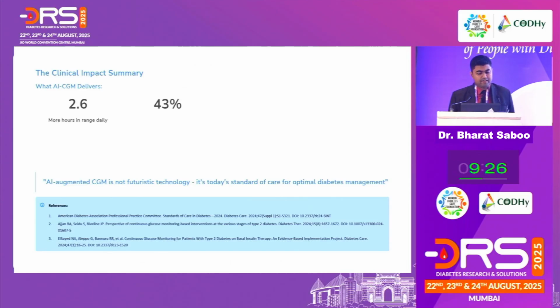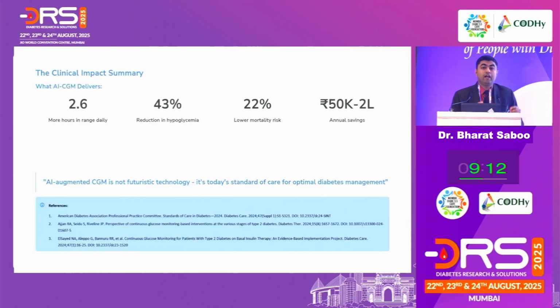And if you look at the impact summary, this is yet another outcome from one of the ADA's professional practice committee, which was published in 2024. Close to 2.6 more hours of improvement in time in range was noticed in a comparison between AI-driven CGM data outcome versus a plain CGM analysis by a human being. So that's very significant, with a 43% reduction in hypoglycemic episodes and 78% improvement in the QoL stat as well. So as rightly said by the previous speakers, AI-augmented CGM is not a futuristic technology. It's already here and it's becoming standard of care at all places.